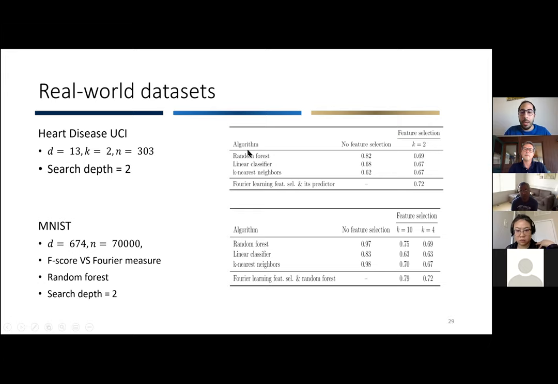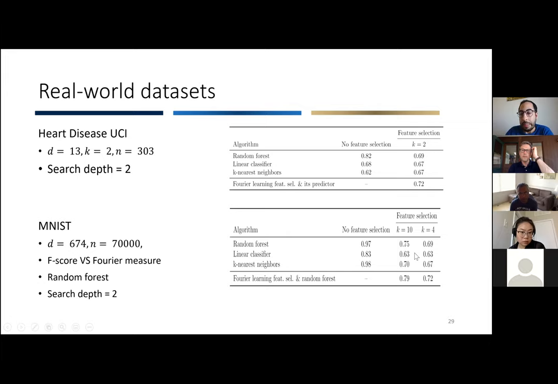The other one is MNIST. For MNIST, we observed some interesting results. Just as a benchmark, we picked the MNIST data set, and we said let's assume we want to select a very small number of features. Let's take four features out of 674 features and see what results we get. This is the result that we got, and it shows an improvement.